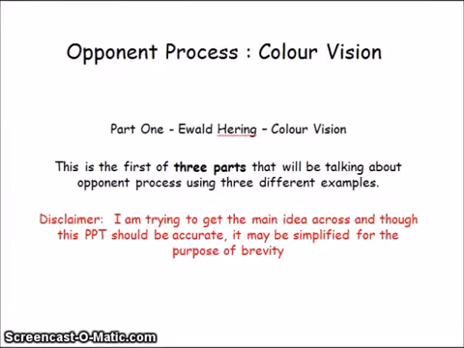I just want to note at the very bottom of this that although the information that I provide should be accurate, it's not going to be all-encompassing. For example, for color vision, there are actually 3 different kinds of theories that govern color vision, and the one we're going to be talking about by Ewald Hering is actually only one of them. So let's begin.